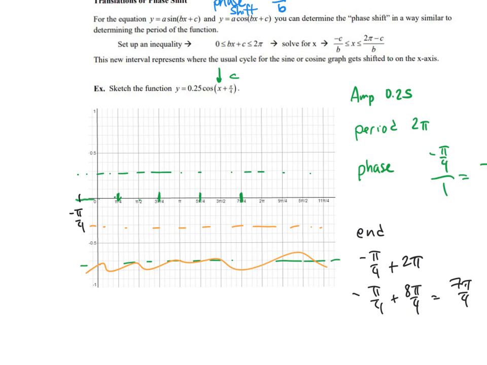So if you look at this, it's cosine, so it's going to start at its maximum unless it's flipped, which it's not. So it's going to start up here. And then down to my next point, to my next point, to my next point. So it looks something like this. Between those two values, and this just shifted over a little bit. So it doesn't really start on the y-axis like a normal sine or cosine. It started at that negative pi over 4 and 0.25.